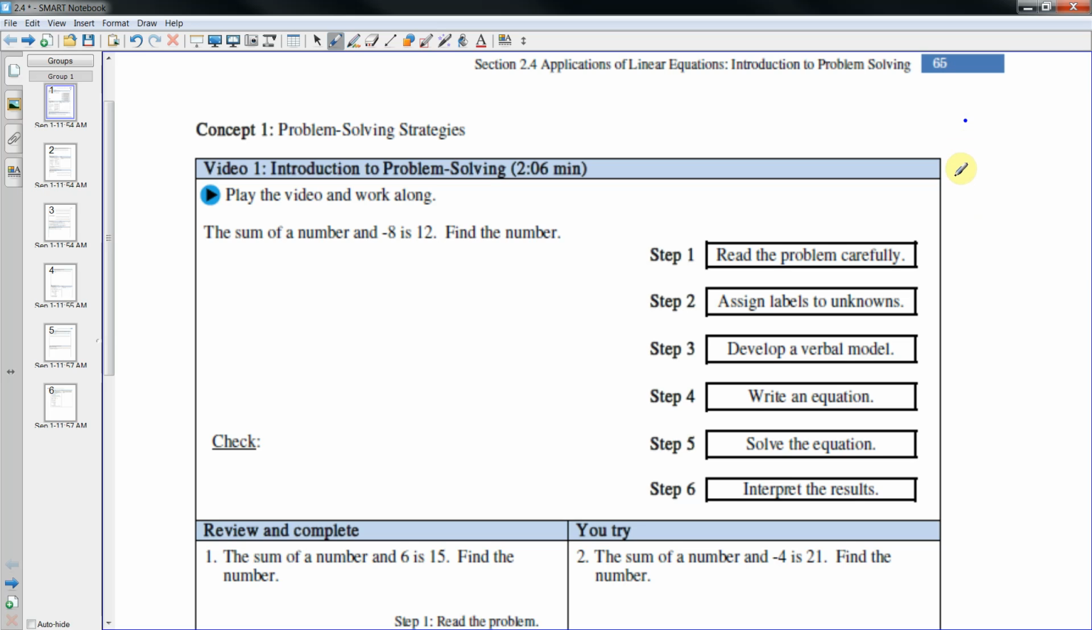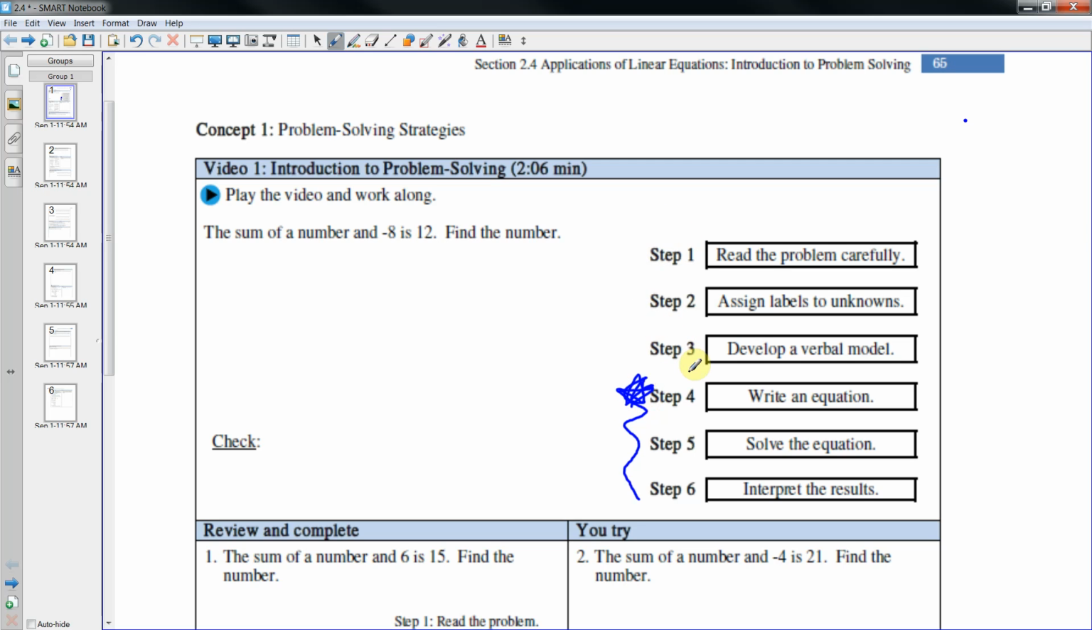You'll notice that I've got a problem here on the left, but then on the right side you'll see these steps. Read the problem carefully. Assign labels to unknowns. Develop a verbal model if you can. Write the equation, solve the equation, interpret the results. So these parts most people don't have trouble with. Well, I take that back. Writing the equation a lot of people have trouble with, but reading it and assigning the labels.